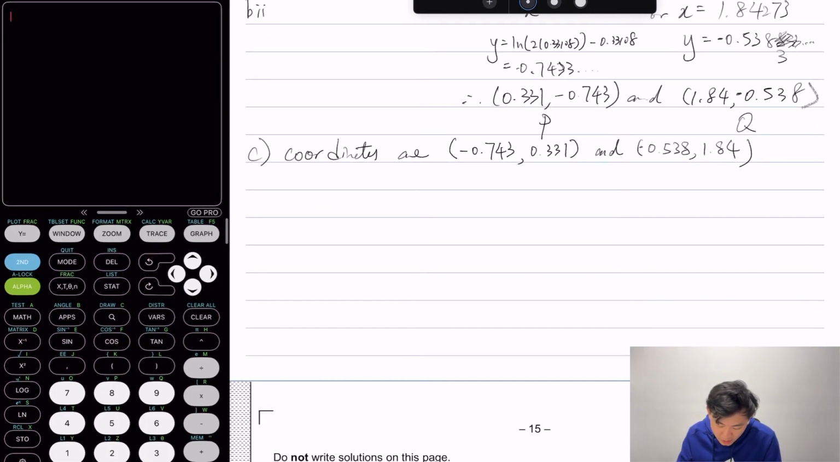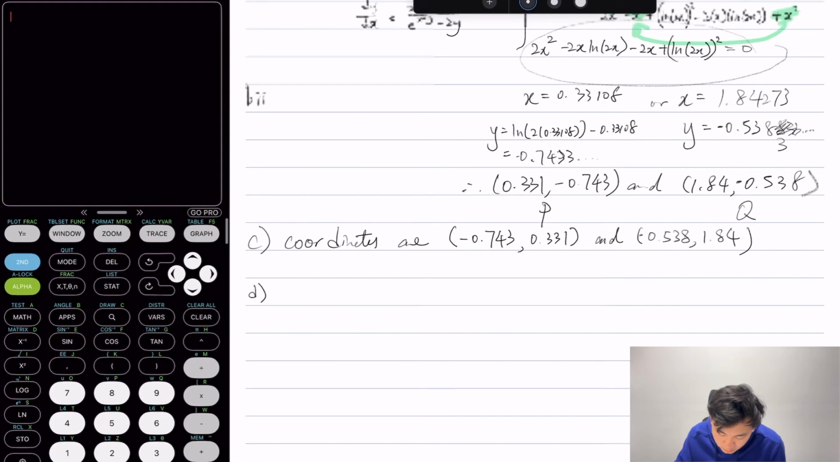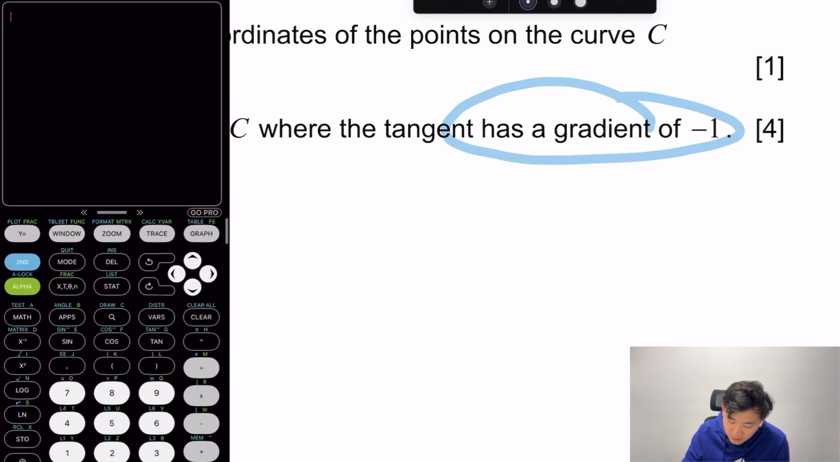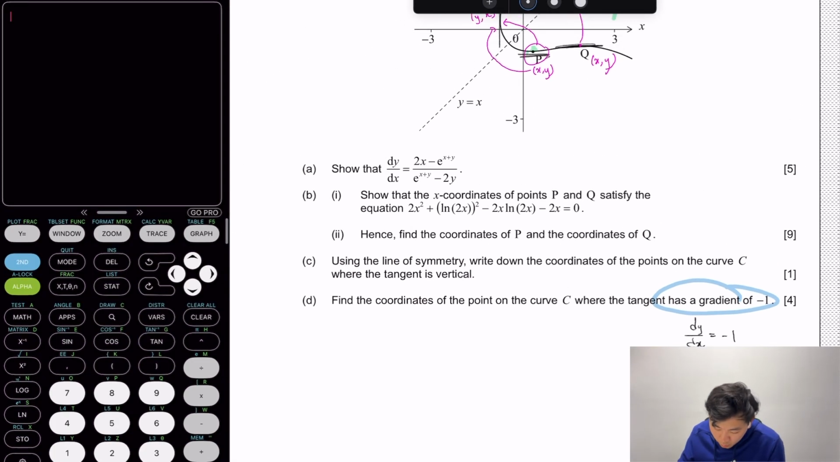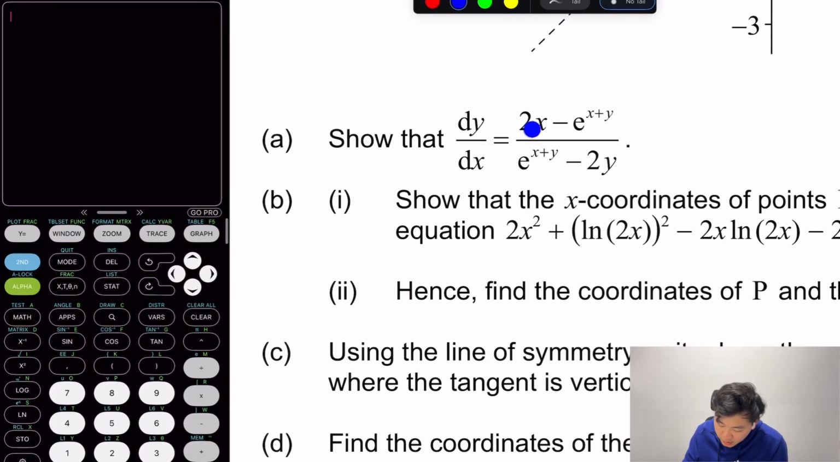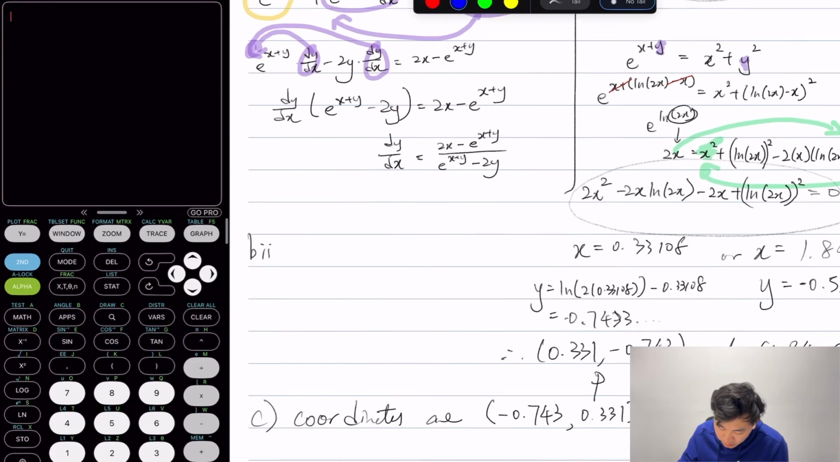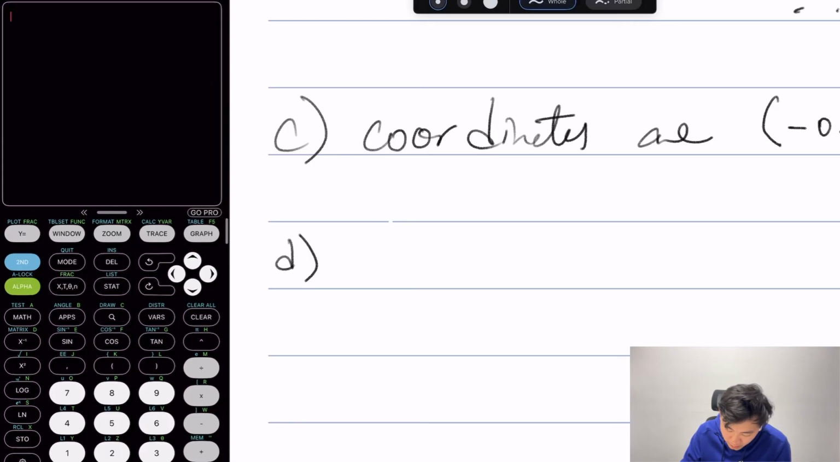All right. So now let's move on to part D. Part D is, okay, find the coordinates of the point on the curve C where the tangent has a gradient of -1. Gradient of -1, what does it mean? That means dy/dx has to equal -1. Which one tells us dy/dx? We copy down from our part A, and make it equal to -1. So part D, we write down first dy/dx equals -1.